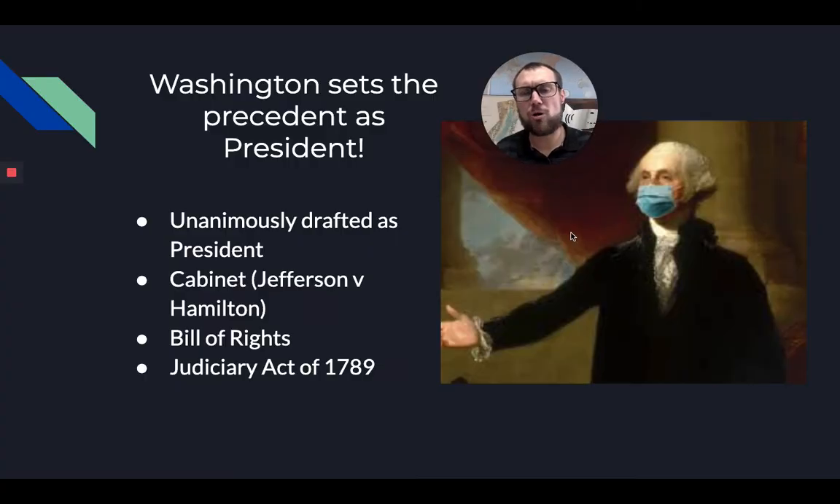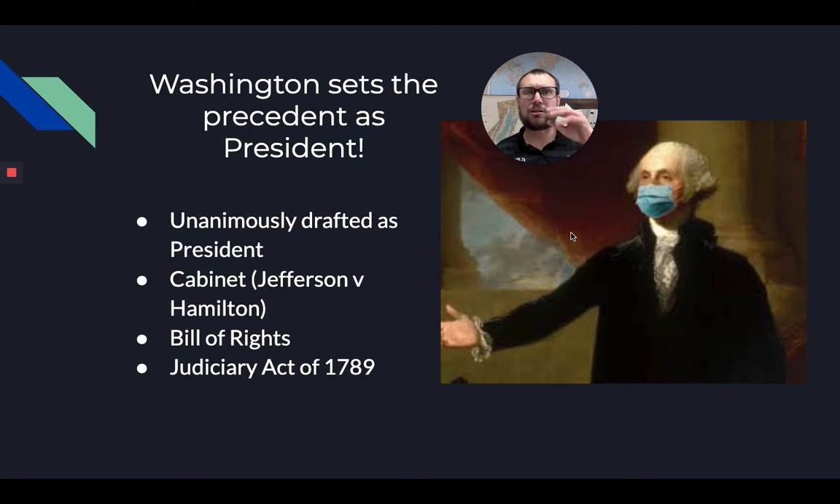Okay, so with Washington, he'll set some precedents for the presidency. The first couple of things is he's the first and only president elected unanimously by the Electoral College. And we'll dive into the Electoral College as we get closer to the election, and you people will get a vote, actually. We'll look at that. So one of the first things he does is he sets his cabinet.